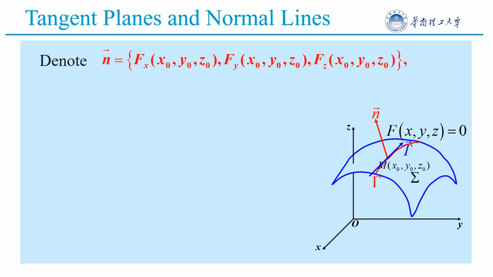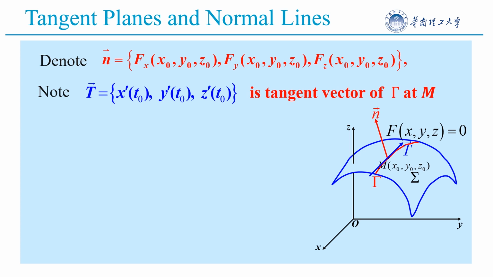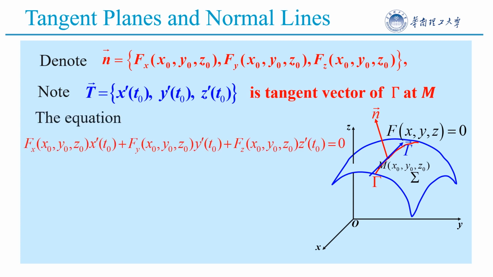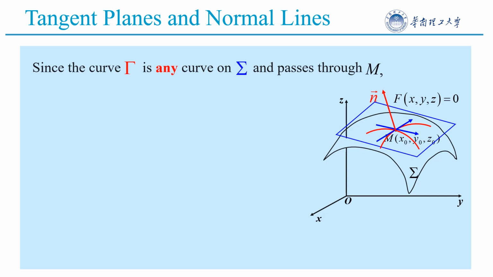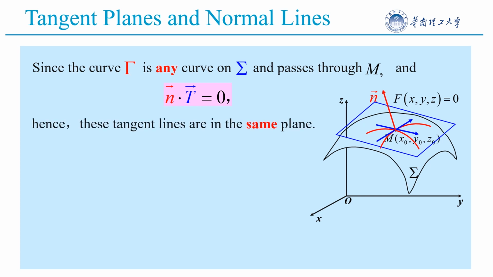Denote n as this vector, and note that T is the tangent vector of gamma at point M, so the equation can be rewritten as n dot T equals 0. That is, the vector n is perpendicular to T. Since the curve gamma is any curve on sigma that passes through M, and n dot T equals 0, hence these tangent lines are in the same plane.